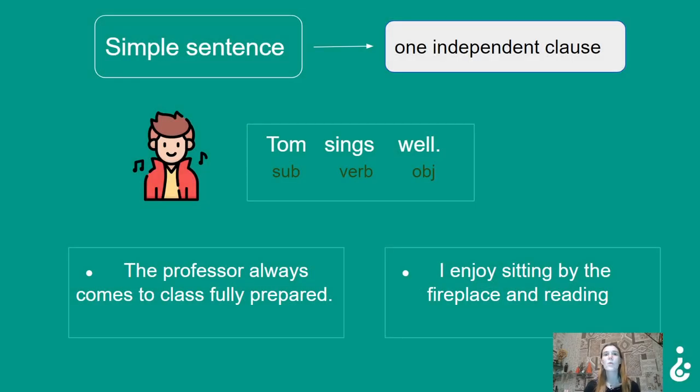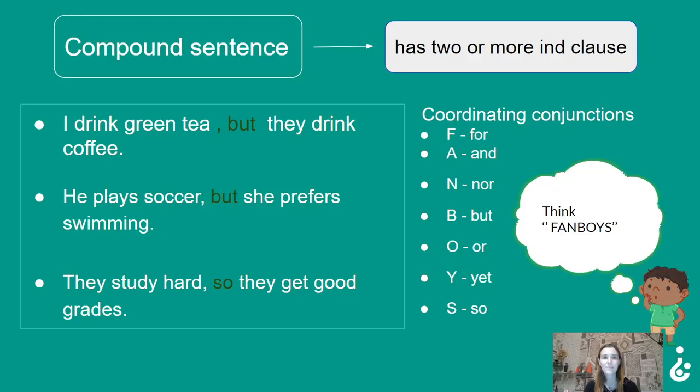Simple sentence: one independent clause. Tom, subject, sings, verb, well, object. The professor always comes to class fully prepared. Or, I enjoy sitting by the fireplace and reading.